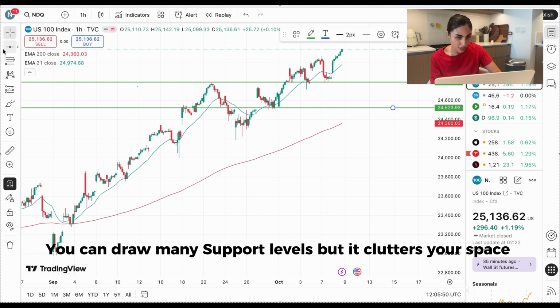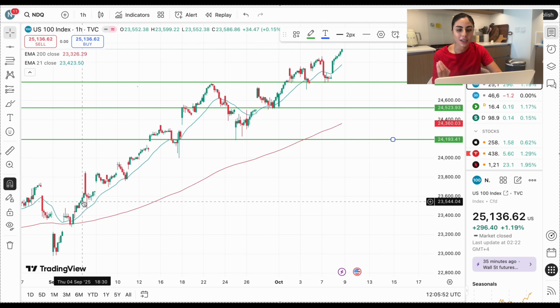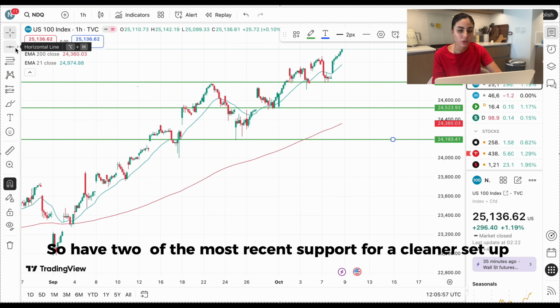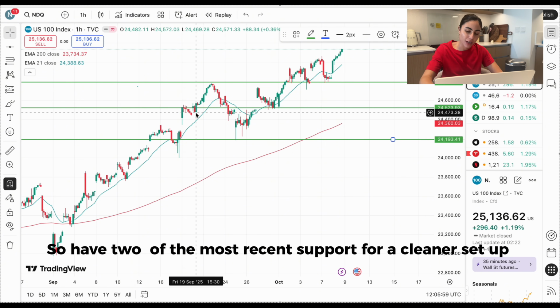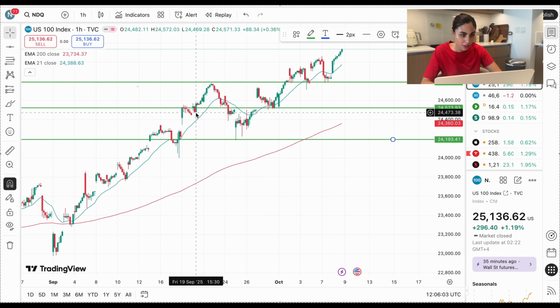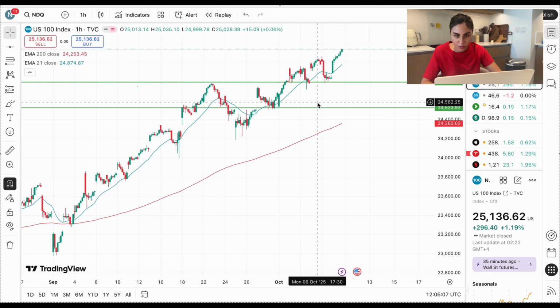And then over here too. However, that's just going to clutter our space. We just want to find the most recent support level. And then of course, if the price does go down, we can just redraw our support level. So right now I'm just going to remove these. Okay, so for now, I can see that this is my support level.